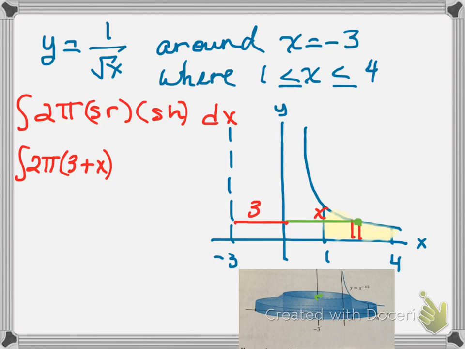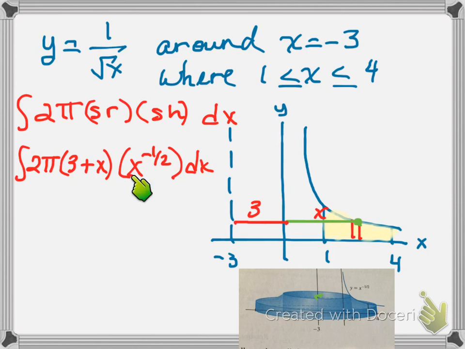Now I need to do my shell height. So the shell height is the distance from here to here, and that would be the y value of this point. But remember, I can't use y's, and so I want to use what y is equal to. Well, y is equal to 1 over the square root of x. So my shell height is going to be 1 over the square root of x, or you could say x to the -½ power. And so there is my integrand set up and ready to go.